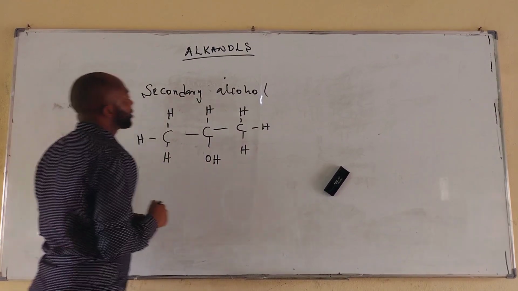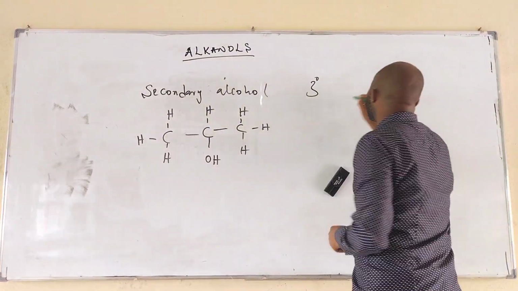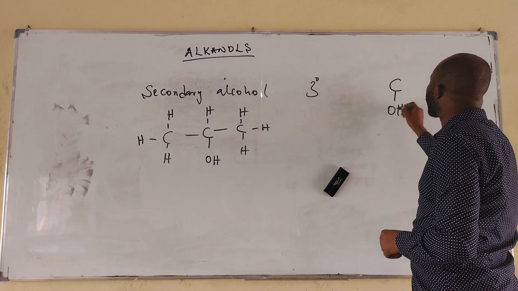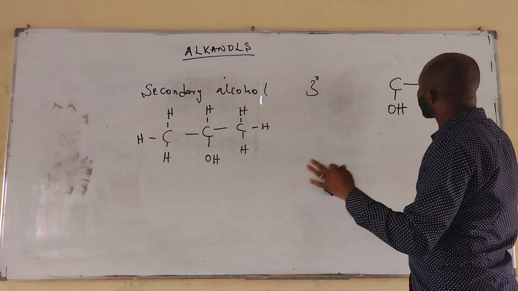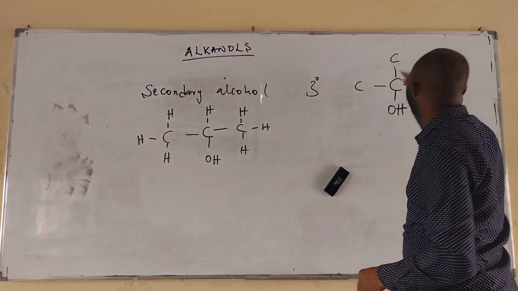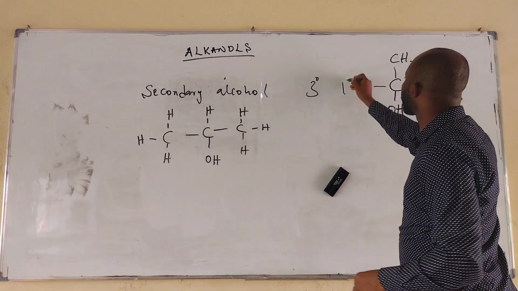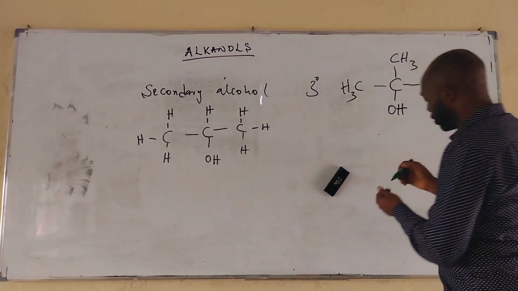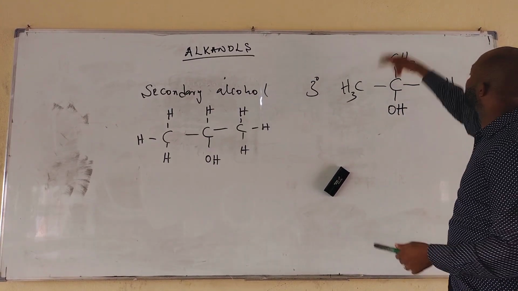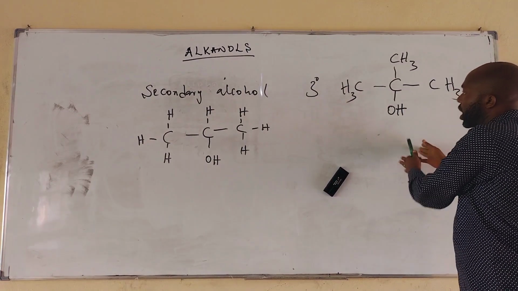Then in the tertiary alcohol, the carbon carrying the OH group is attached to three other carbon atoms. 1, 2, and 3. So I can put my CH3 here. So this becomes 2-methyl-propan-2-ol. So this is a tertiary alcohol.